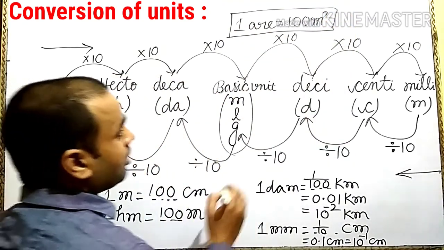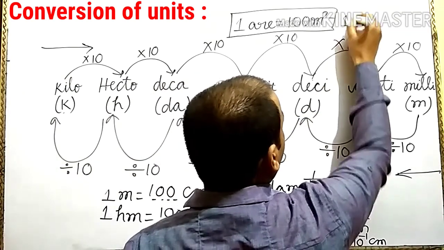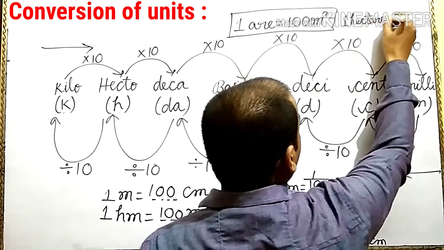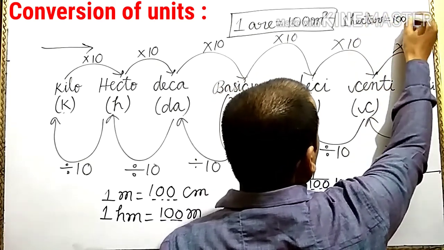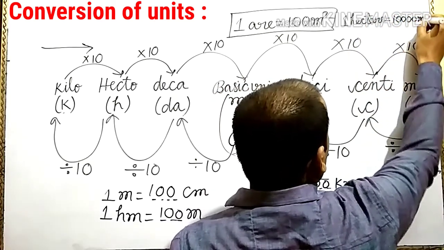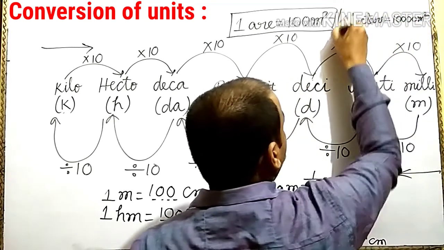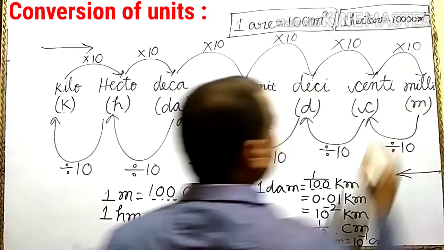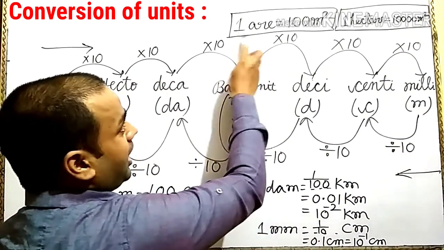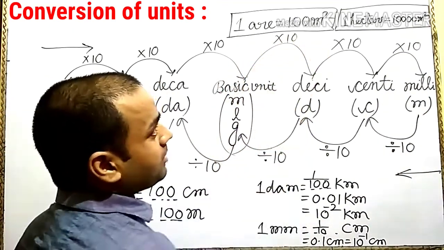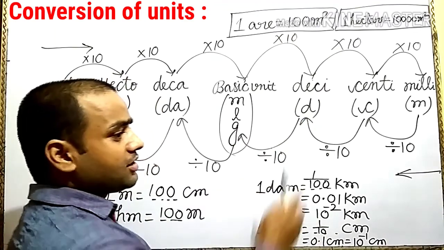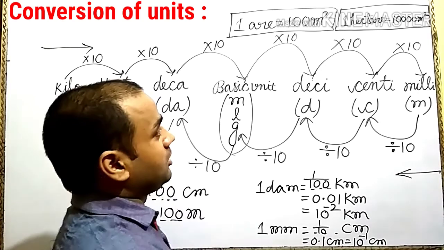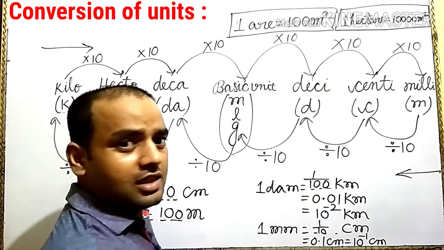And the other unit, 1 hectare is equal to 10,000 square meter. Remember both points. 1 are is equal to 100 square meter. 1 hectare is equal to 10,000 square meter. Remember this unit conversion. Is it clear?